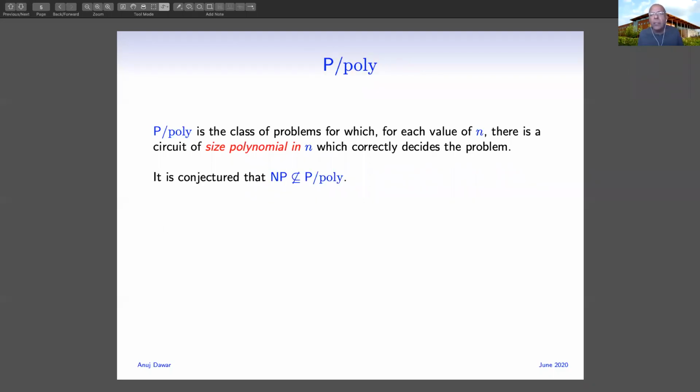But the conjecture is that nonetheless, NP is not included in P/poly. This is, of course, a harder conjecture than separating P from NP, because it implies in particular that P is different from NP. And in some sense, it can be understood as the following claim.